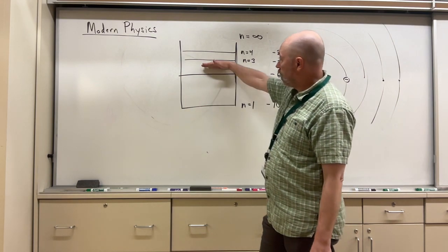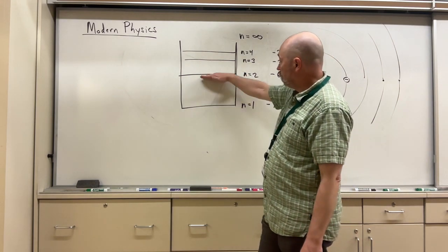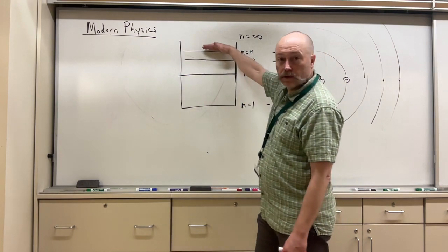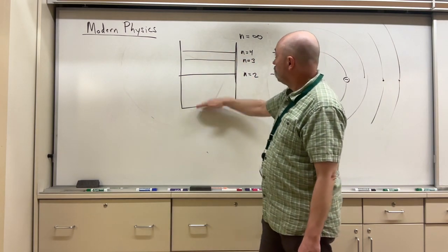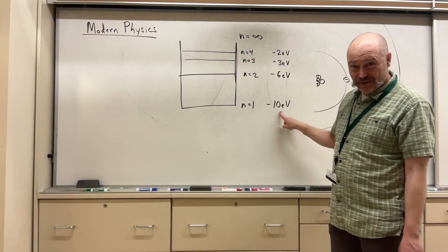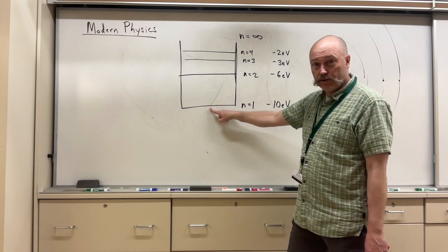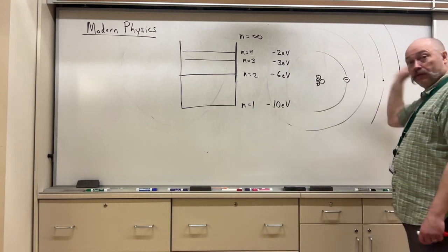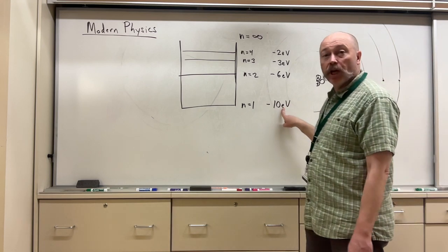They can't go from here to halfway. They have to go from here to here, or from here to here, or from here to here, okay? Or they could go from here to infinity. This is called the ionization energy, because for an electron to go from this level to off the atom, it would take that much energy.